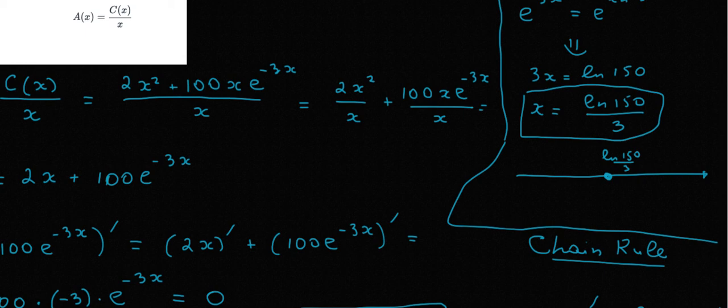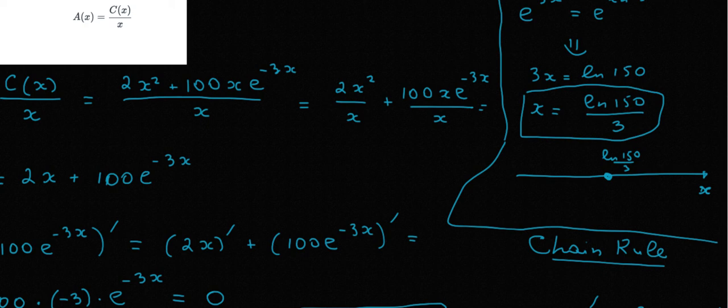Now the critical point divides the number line, the x-axis, into two segments, to the left of the critical point and to the right of the critical point. And these are the intervals where the derivative is either positive or negative. On each of these intervals, the sign of the derivative is the same everywhere, because in order for the derivative to change sign, to go from a positive value to a negative value or vice versa, the derivative will have to go through a 0. But the only 0 of this derivative is the one that is reached at this point, logarithm of 150 over 3.